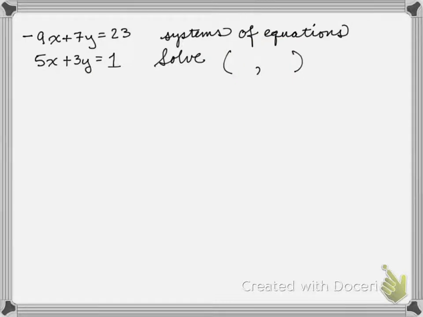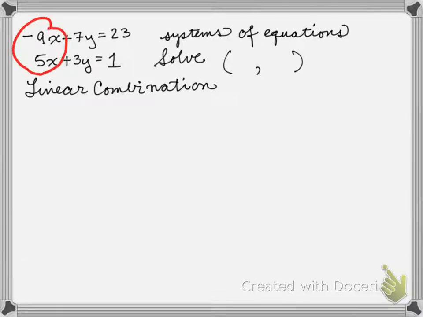We're going to look at this in a few different ways. The first is called linear combination. In a linear combination, that basically means that I am combining the equations by addition or subtraction in order to eliminate one of the variables. So when I look at these two equations and look at the x, I want to make the coefficient of the x value similar or the same so that I can eliminate that variable.